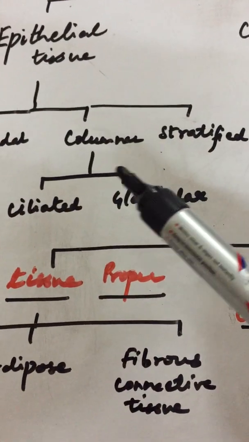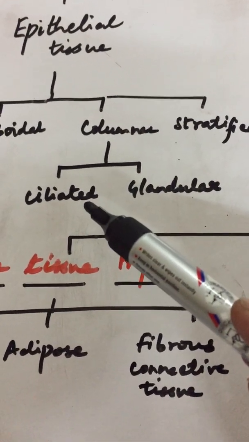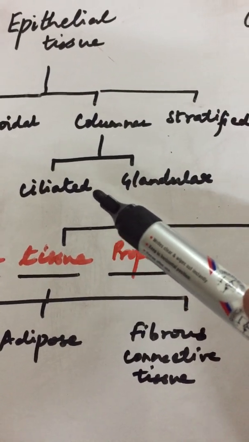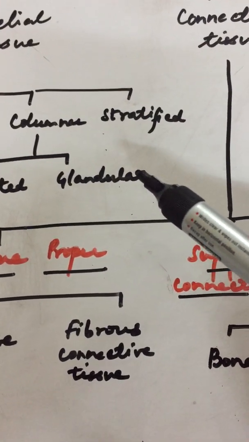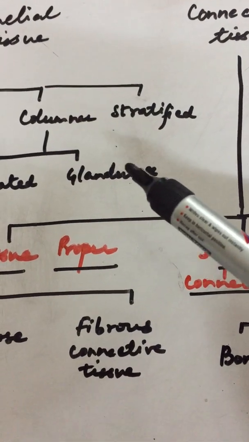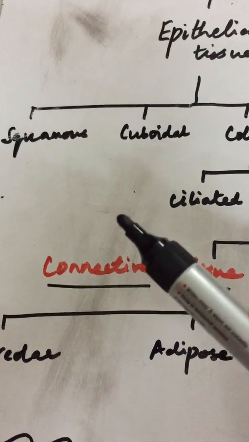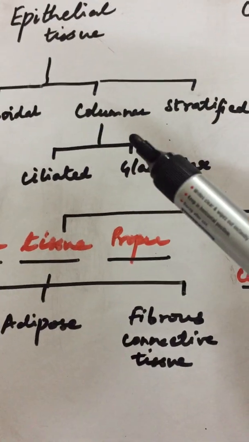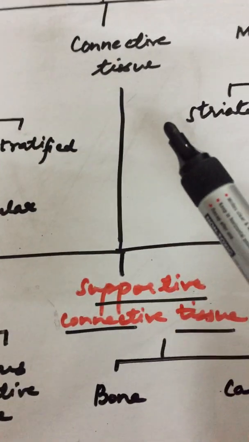The columnar epithelium is further divided into two categories. The cells which have hair-like projections called cilia on them constitute the ciliated epithelium, and cells which are mainly concerned with secreting some special chemical substances, they are present in the glandular epithelium. So we have epithelial tissue of four kinds: squamous, cuboidal, columnar and stratified, and columnar is further divided into ciliated and glandular.